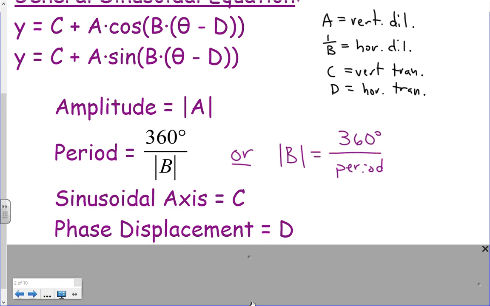axis. And the last one here is our phase displacement, D. Instead of calling it a horizontal translation here with a sinusoid, we call that the phase displacement. And that's our value D.